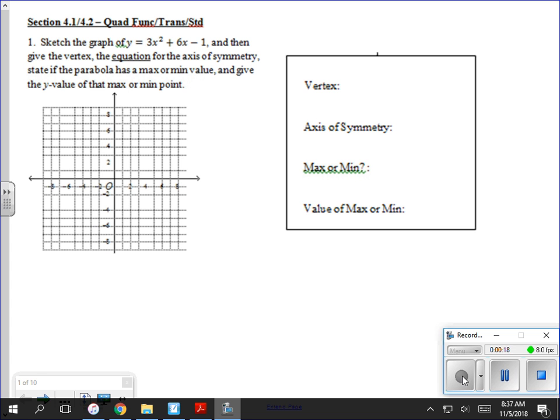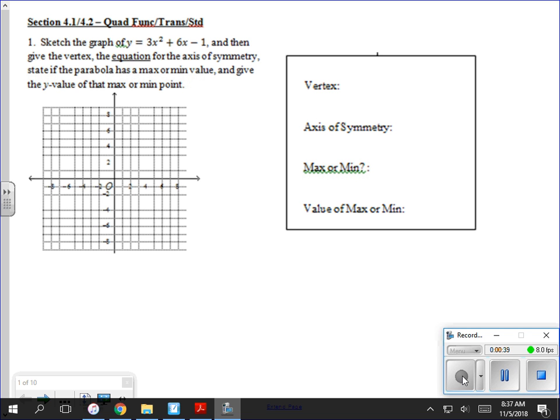So, in order to sketch the graph, you actually need to find the vertex first. I mean, if you really want to make a table of values and try to go for that, that's fine, but it's a lot more work than what you need to do. You need to find the vertex. To find the x-coordinate of the vertex, you have to use this.